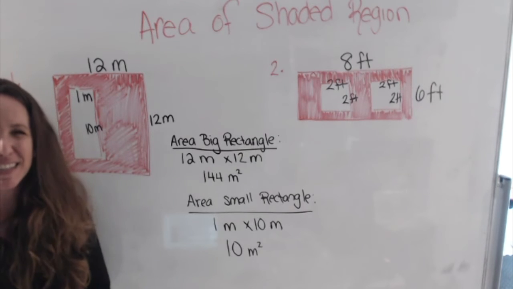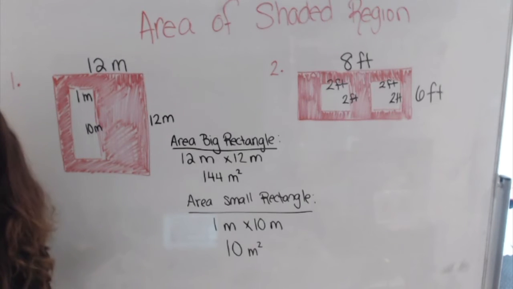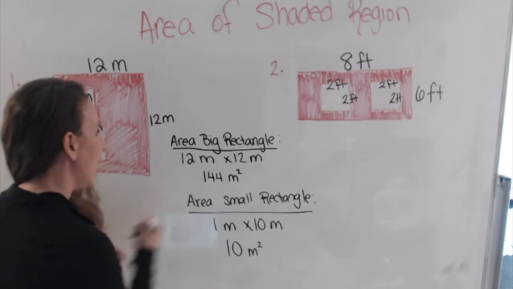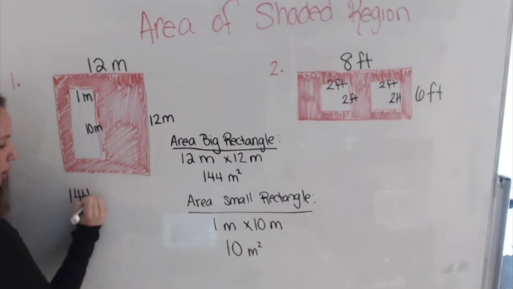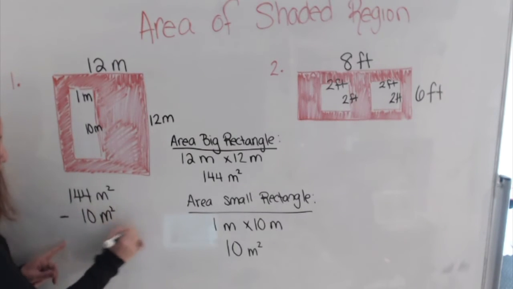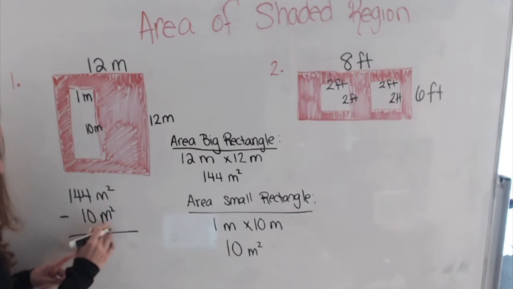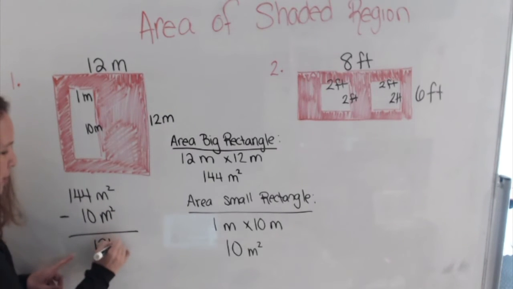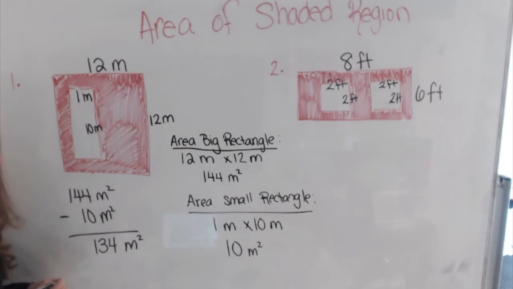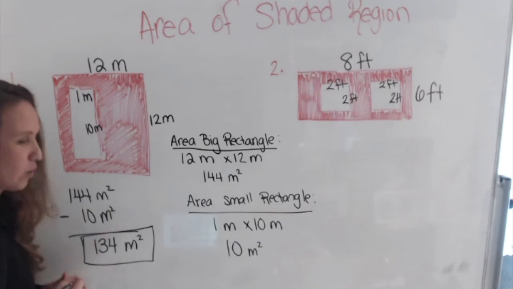So, let's think about it this way. If I was painting a room and it had a window, am I going to paint the window? No. I can take out that much of what I'd be painting. So I'm going to take my whole wall, 144 meters squared, and subtract the window, the 10 meters squared. And when I do that, I have 144 meters squared minus 10 meters squared, giving me 134 meters squared. So the area of the shaded region is 134 meters squared.